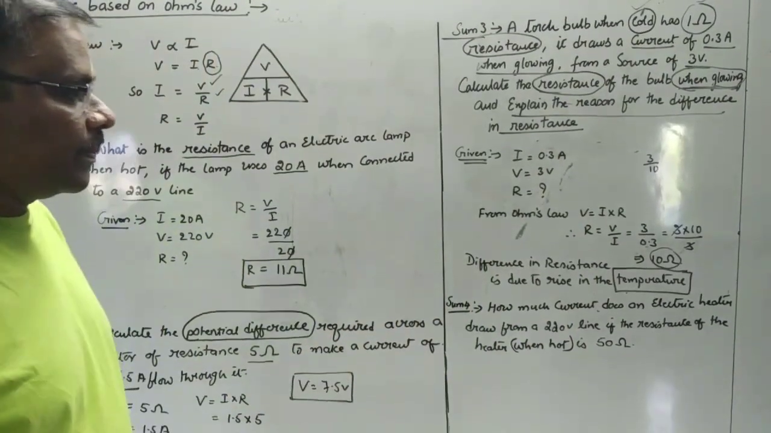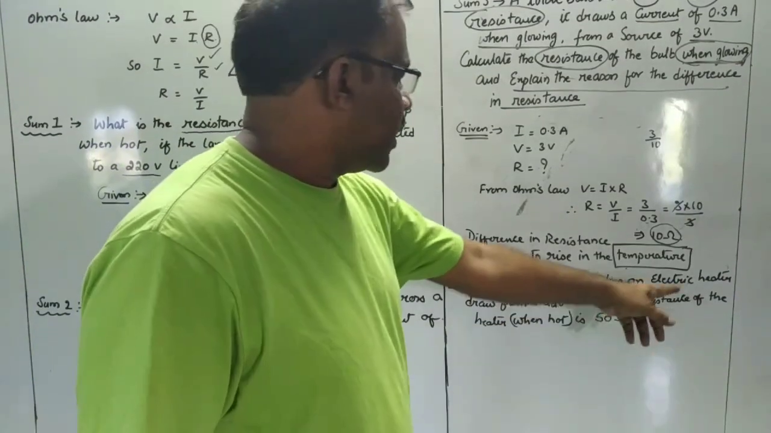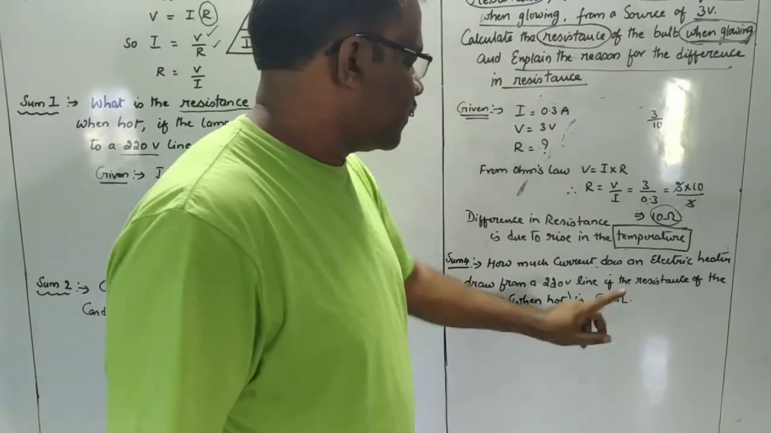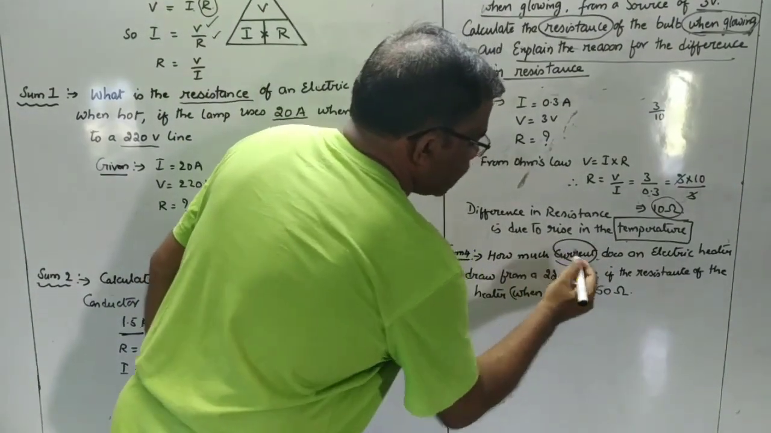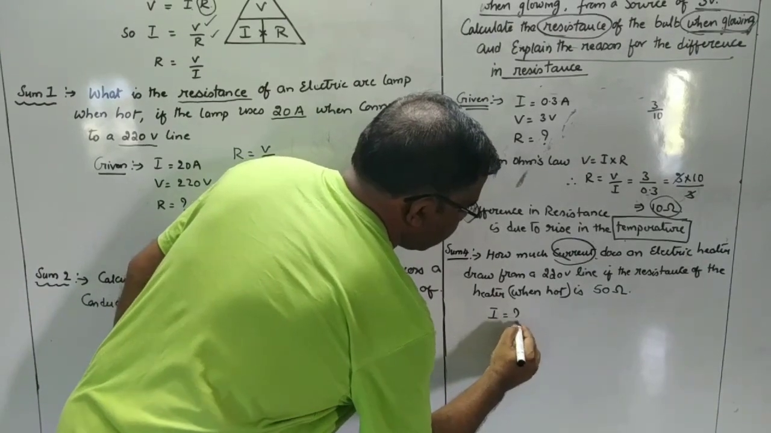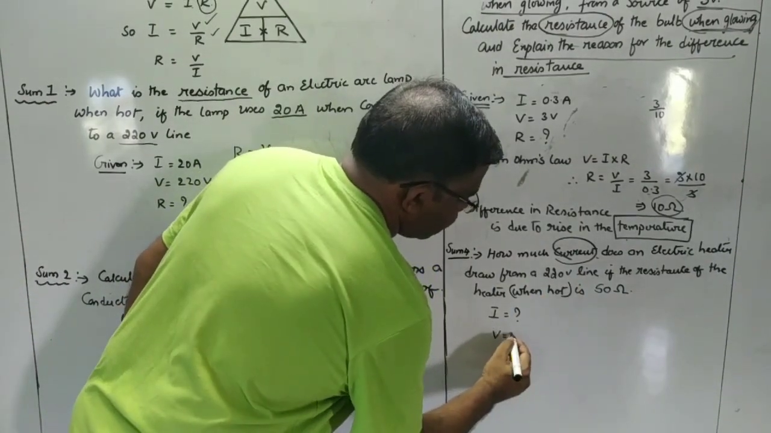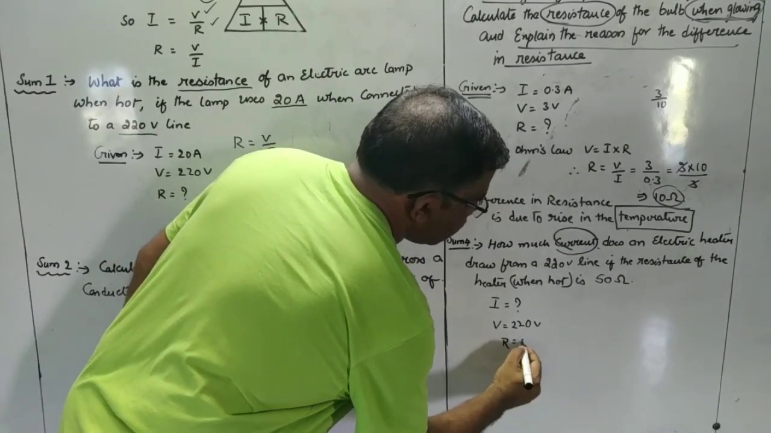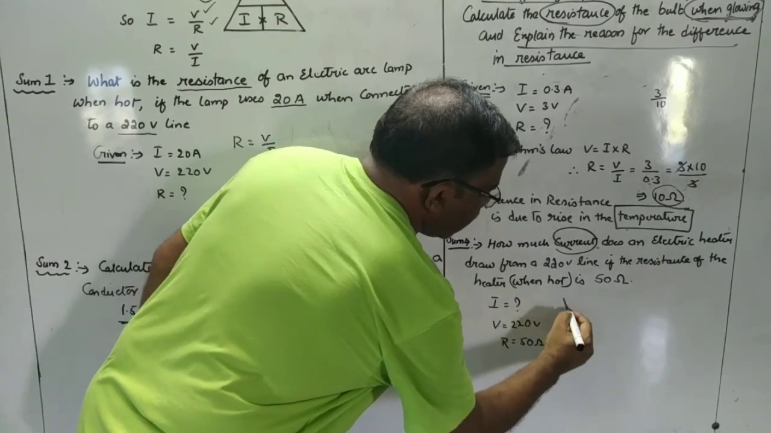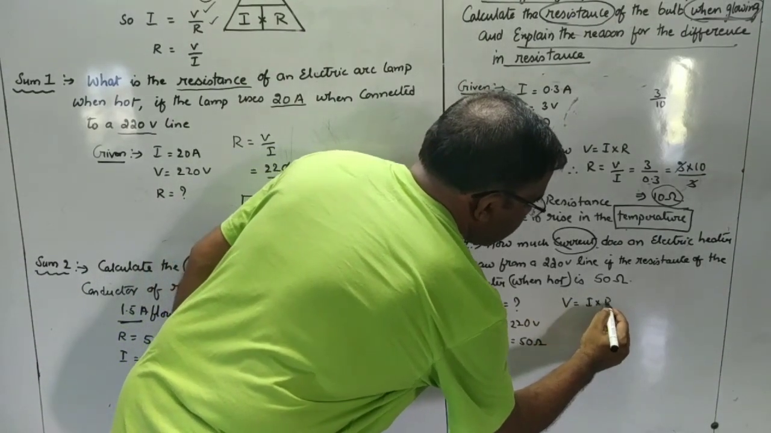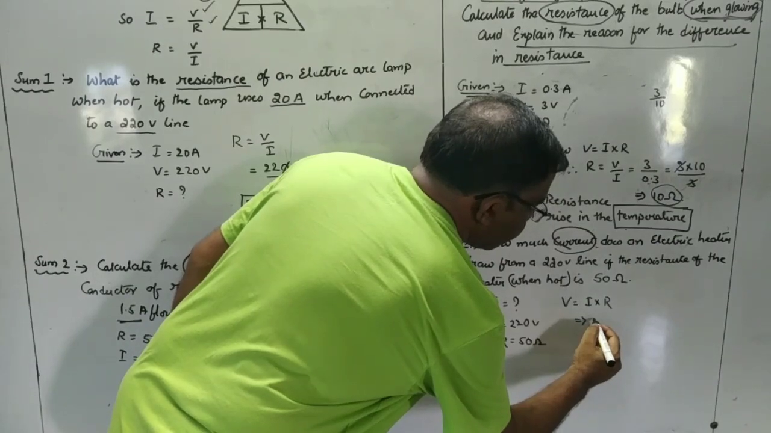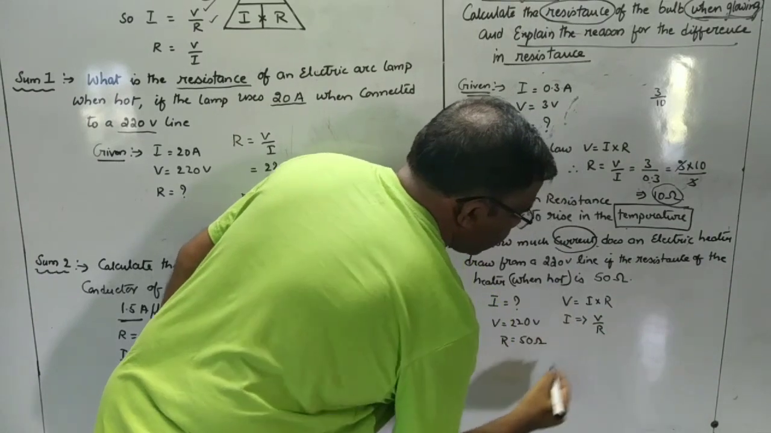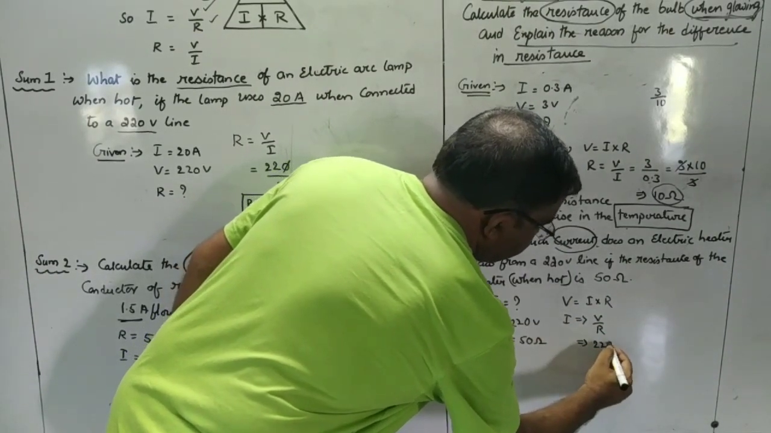Now coming to the fourth one. How much current does an electric heater draw from a 220 volt line if the resistance of the heater is 50 ohms? So you need to find out what current. So I is equal to question mark. You are given V is equal to 220. You are given R is equal to 50 ohms. V is equal to I into R, so I is equal to V by R, which implies 220 divided by 50.